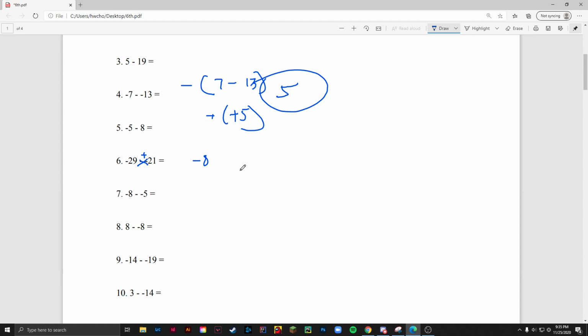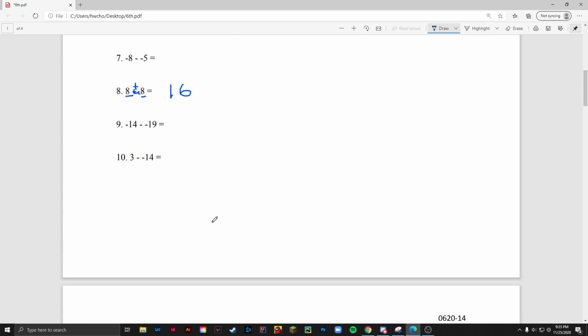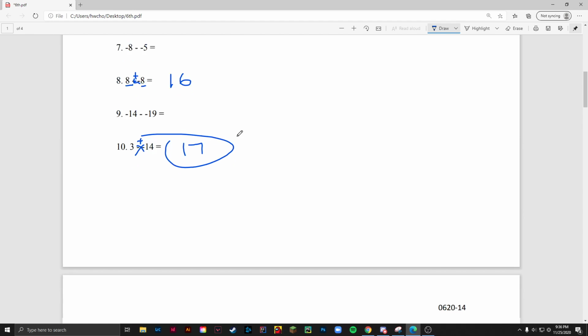Let's go over number 8. Number 8. 8 minus negative 8. Just like this, we can cancel out the two negatives, make a positive, and it becomes 8 plus 8. That's simply 16. Alright. Last problem. Number 10. 3 minus negative 14. Just like that. Simple as crossing these out and adding a plus sign.